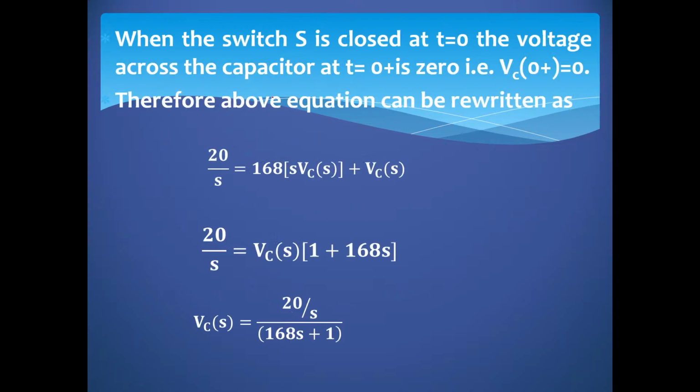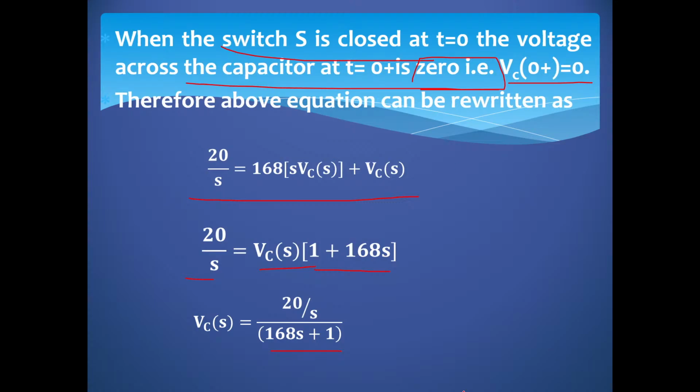So what is it? As soon as the switch is closed, the voltage developed across the capacitor is 0. That is Vc of 0 plus is 0. So what is left over? 20 by s is equal to 168 into s into Vc of s plus Vc of s. Now take Vc of s common, you will get Vc of s into 1 plus 168s, that is equal to 20 by s. So what is Vc of s? 20 by s by 168s plus 1.